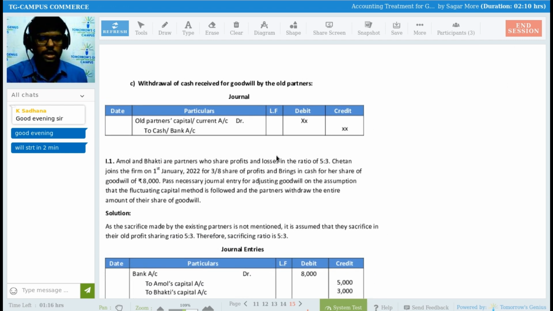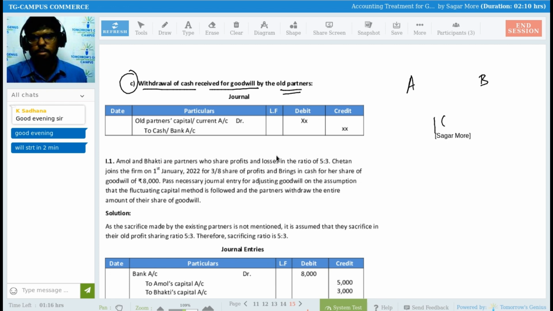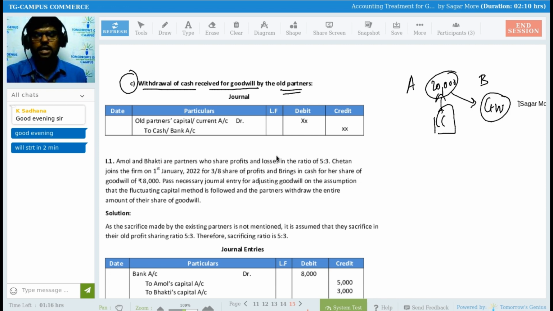Case C. So what is case C? Withdrawal of cash received for goodwill by the old partners. For example, A and B were the old partners, and C is coming into the business, and he contributed 20,000 rupees as a goodwill amount, right? And of that 20,000 rupees, the old partners are now withdrawing the amount from the business.